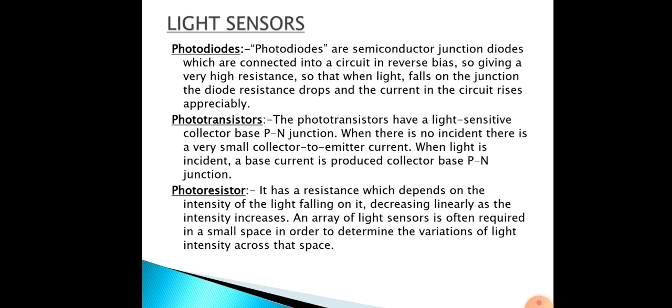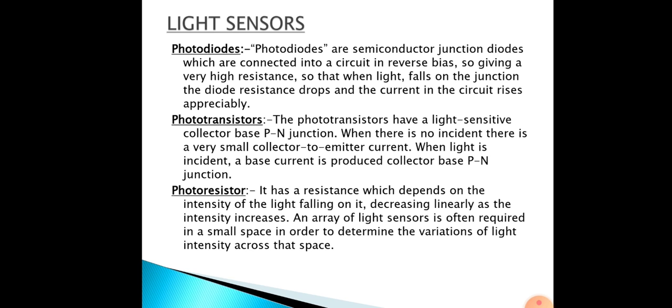The next one is phototransistor. Phototransistors have a light sensitive collector base. The collector base is a PN junction. When there is no incident light, there is a very small collector to emitter current. Means when the light is not there, there will be a very small collector to emitter current. When the light falls on that base, current is produced, that is, in the collector base PN junction current will be produced. Okay, when the light is incident, the base current is produced. So like this it will be working.